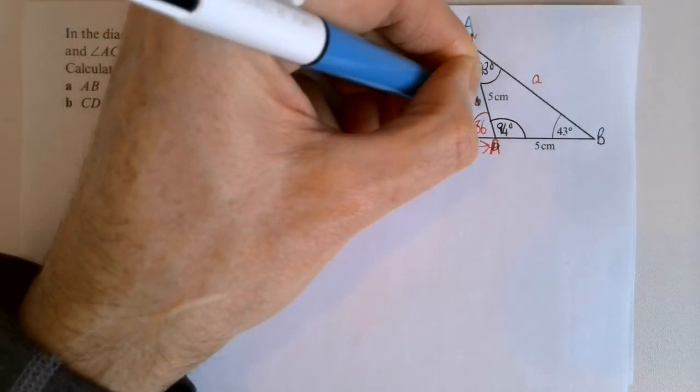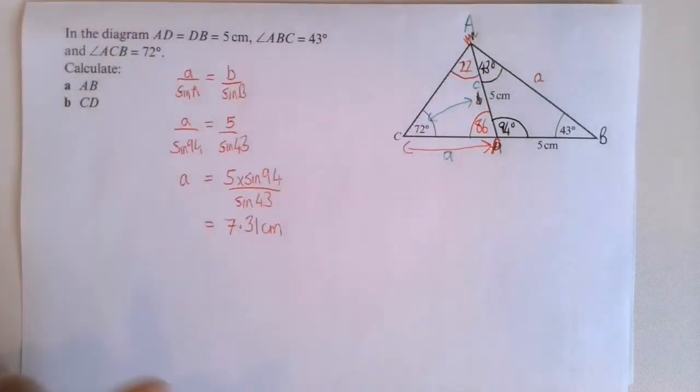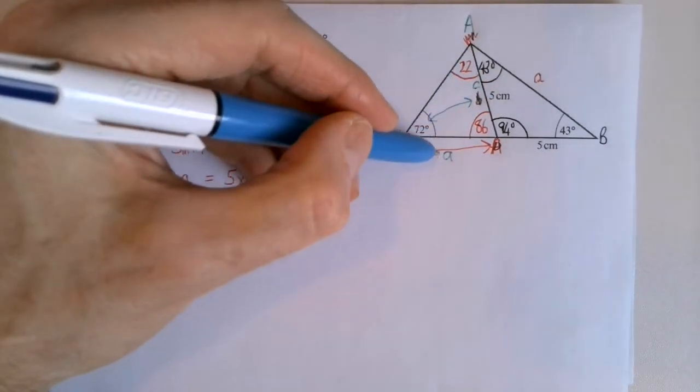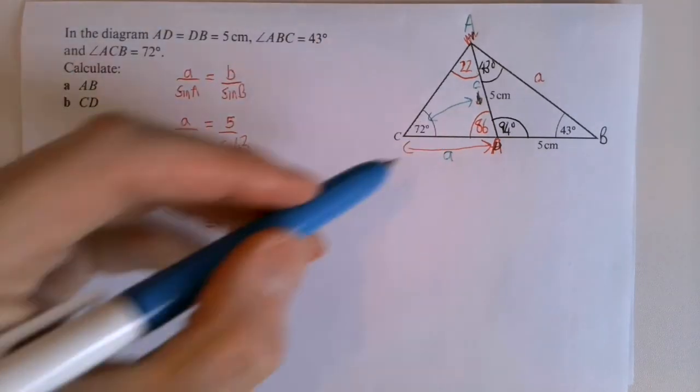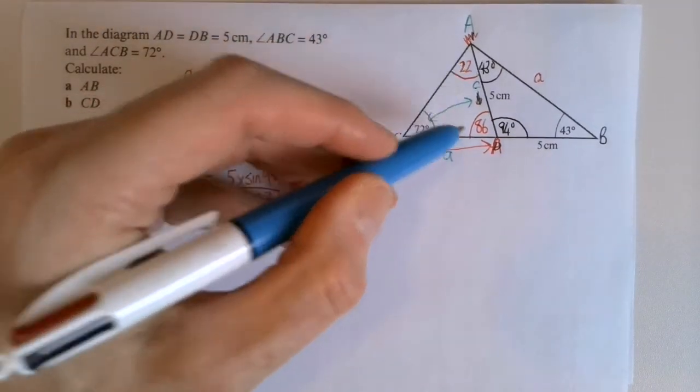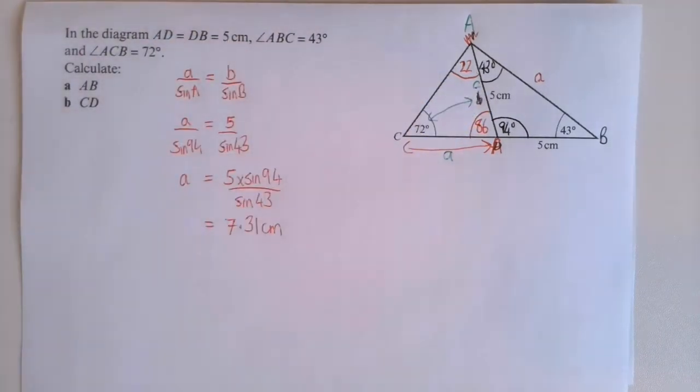That's my pair, isn't it? I know that that's 5 and that's 72. This is the pair where I know the angle and I'm trying to find the side. So that divided by sine that equals 5 divided by sine that. Go on then, finish that one off for me.